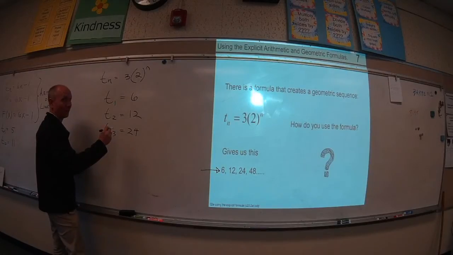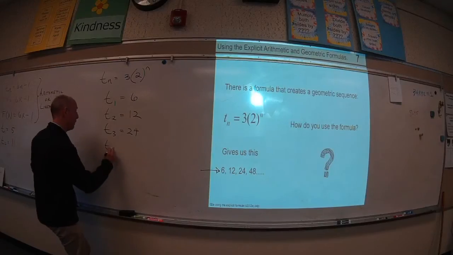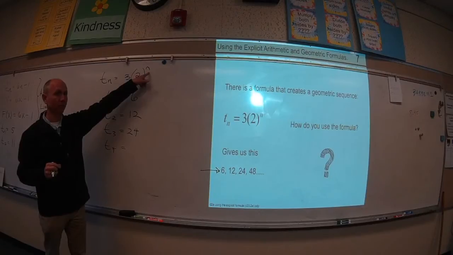Jordan, you want this next one? Because he was just explaining it. I know. Okay. T sub 4, how does that work? You do 2 to the 4th power. Which is? 8. No.